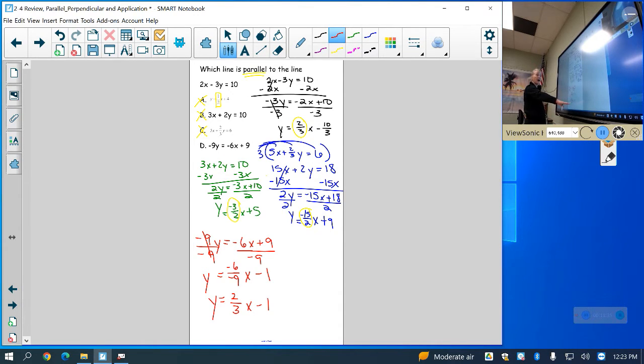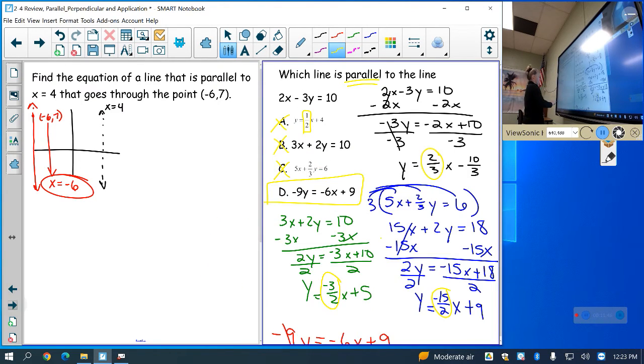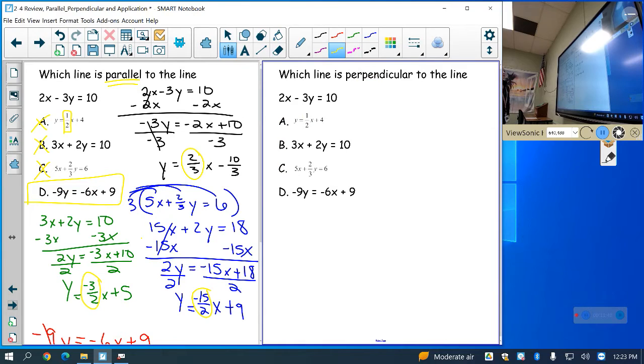So now that we have this, let's look at the slopes. Are the slopes the same? Yes, so D is the parallel line. Now we're going to go ahead and keep this up because the next question is the same, except now we have to decide which one's perpendicular.